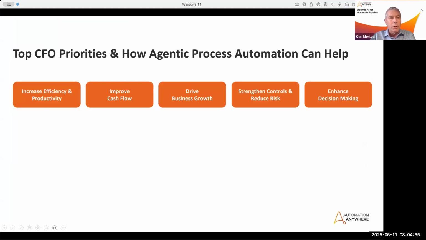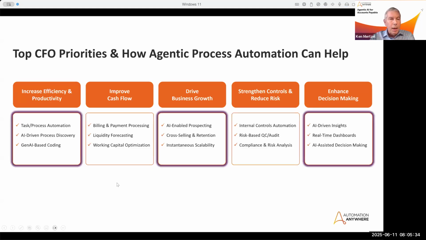So with that, let me go ahead and talk briefly about some of the trends and priorities for CFOs. I think particularly when people think about automation, they think about, how do I drive efficiency and productivity? And that's certainly a top priority for CFOs, but they have a much broader purview. And so we're seeing CFOs looking at how can they apply automation to cover a variety of other priorities, including improving cash flow, driving business growth, strengthening controls, and really with the advent of AI, it's really being leveraged now to enhance decision making.